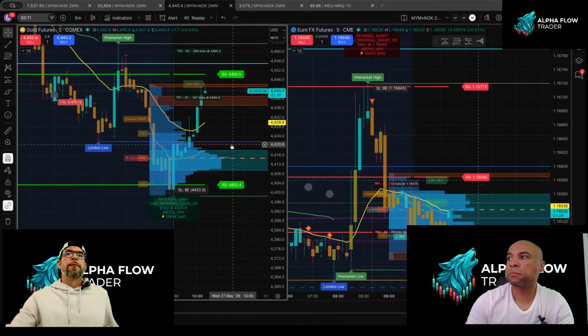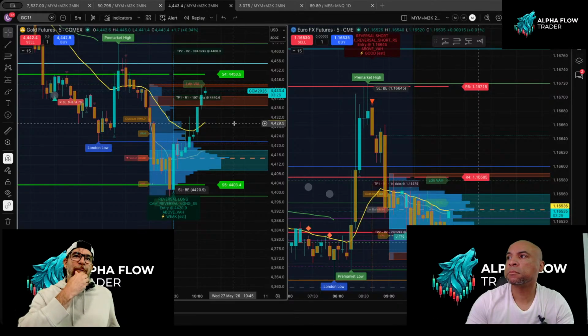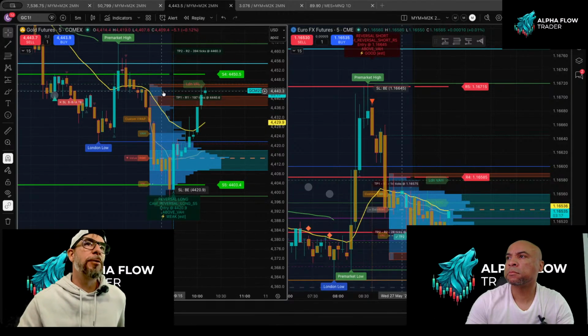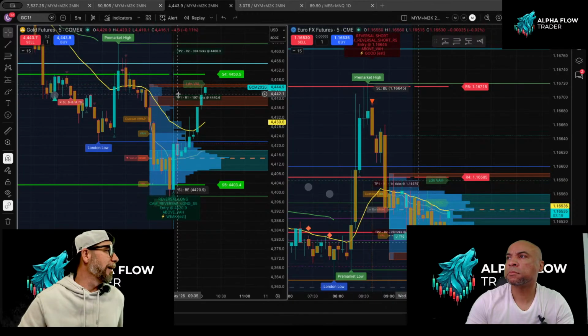But yeah, Duran, 4450, be looking for that. It's also in this low volume node right now. So as long as you're at break even right now, you're good. If you did take this on the 2 minute, you've hit TP2 and beyond already.